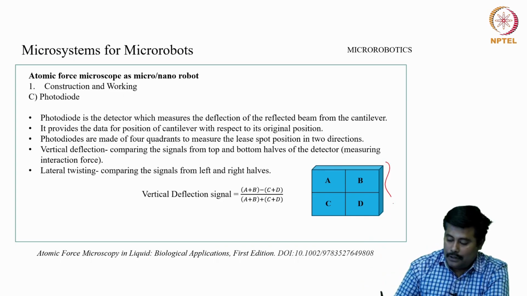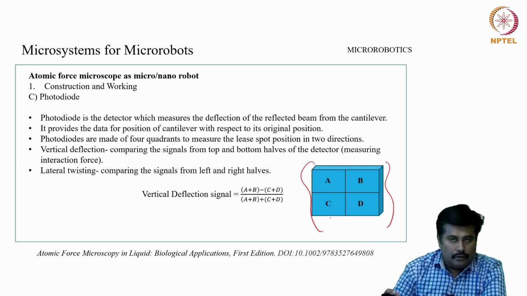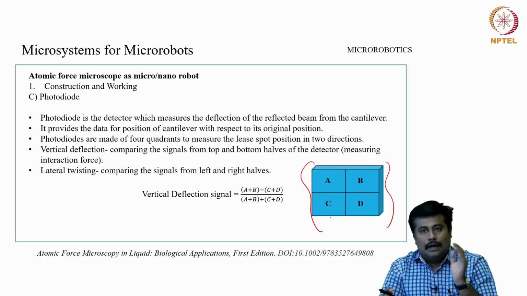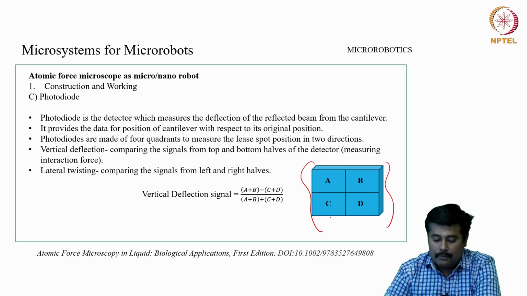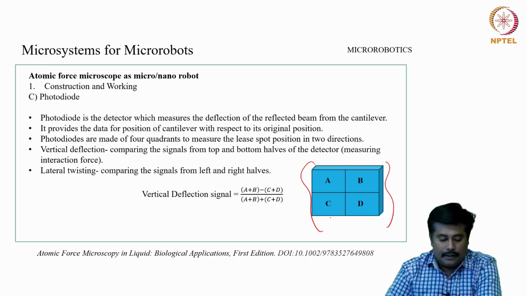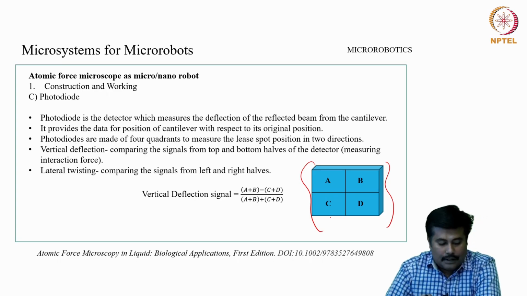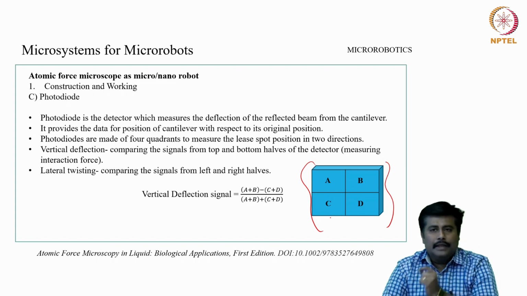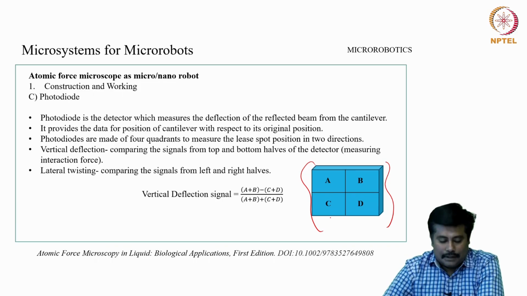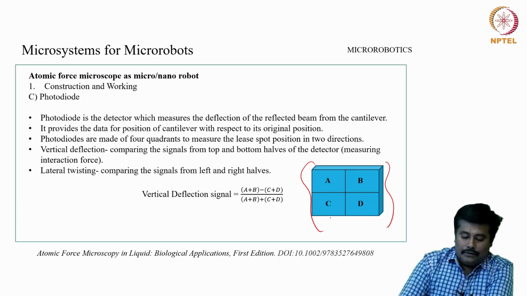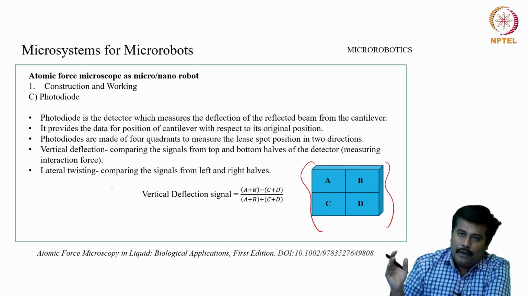So, these are considered to be the 4 quadrants of the photodiode. When we consider a vertical deflection, comparing the signal from the top and bottom halves of the detector, it is meant for measuring the interaction force, and then there is a lateral twisting. This lateral twisting is used for comparing the signal from the left and right halves.